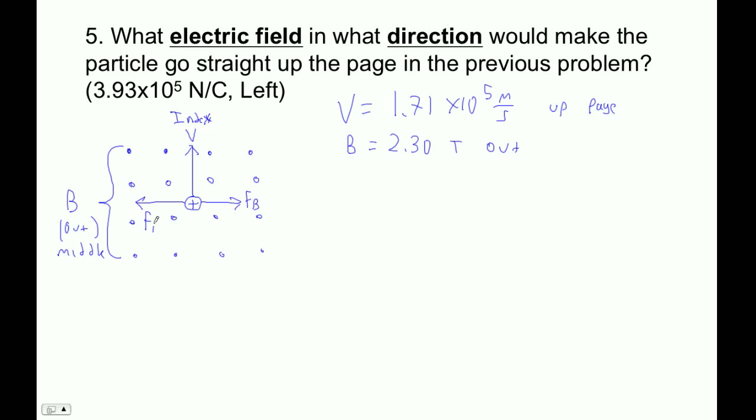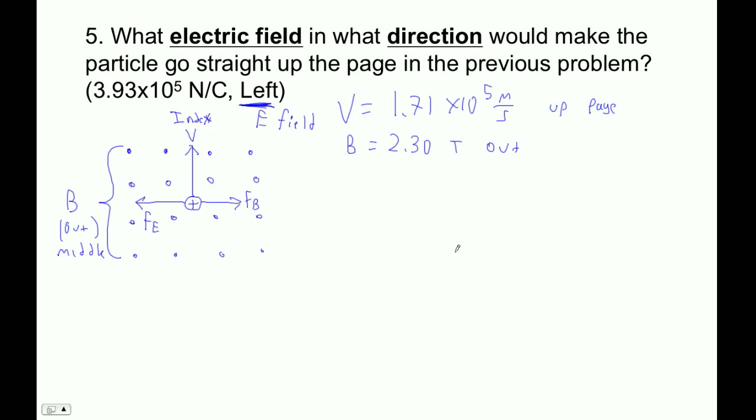Now, since it's a positive charge, to exert a force to the left, the electric field really is to the left. All of these things are backwards for a negatively charged particle. But for this guy, if I want to exert a force to the left, my electric field is to the left. Very, very straightforward. And if it's an electron, they're both backwards.